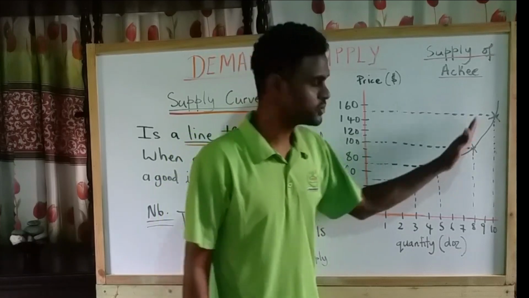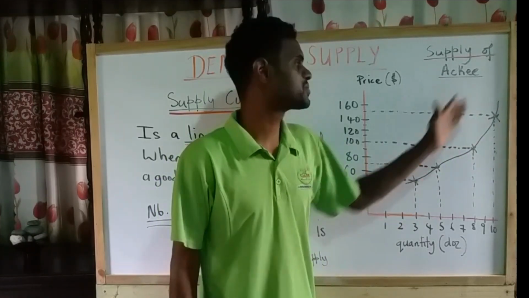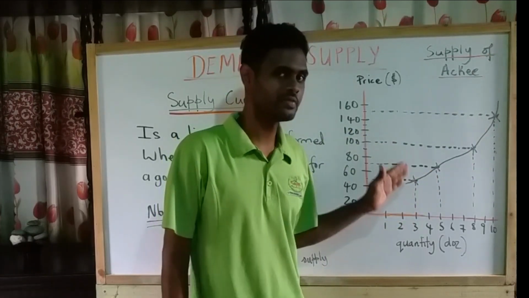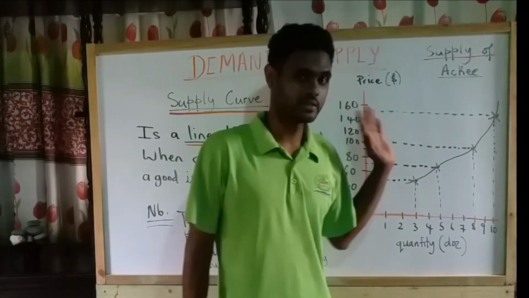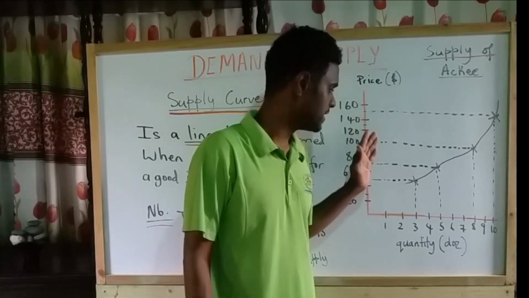It doesn't have to be a smooth curve; it could be a zigzag curve once it's running this way. So whenever you look at a graph of a supply curve, you see it running in this direction, and that is as a result of the law of supply.